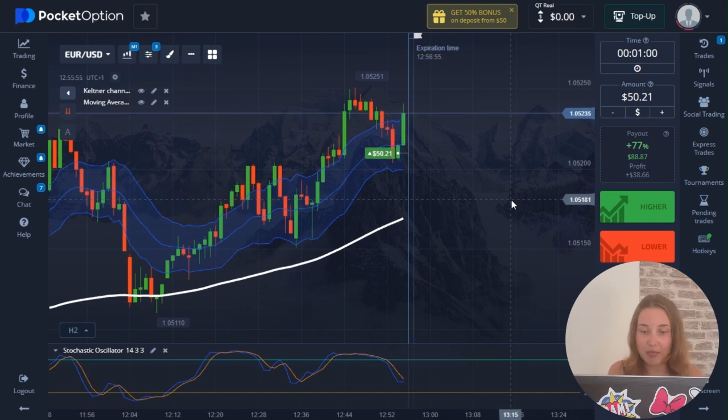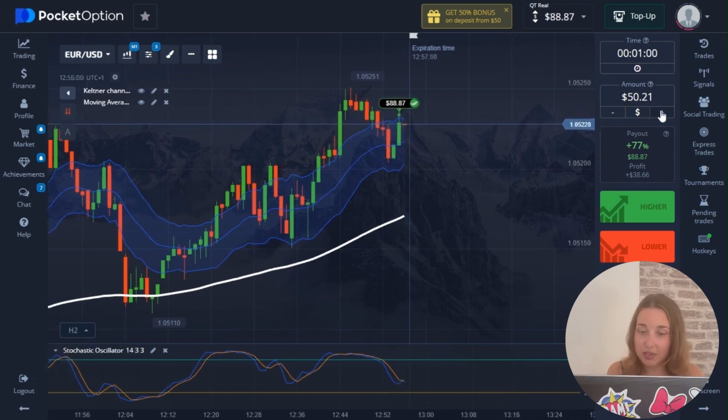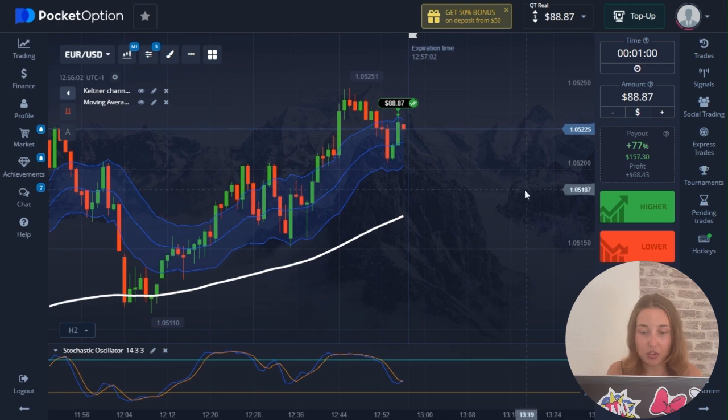Friends, let's take a break. The deal brings $88 to the deposit. Let's increase the investment size and watch the chart.